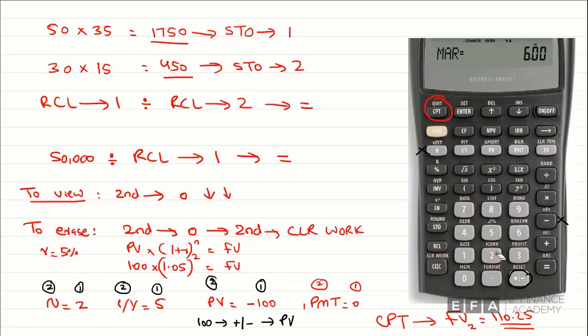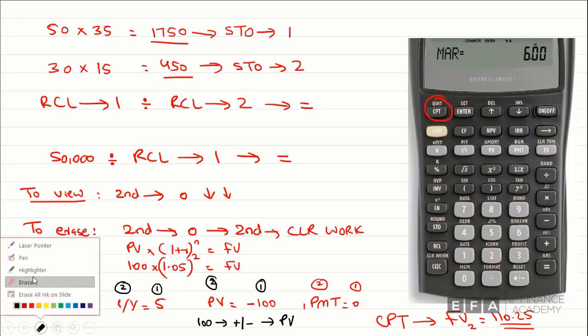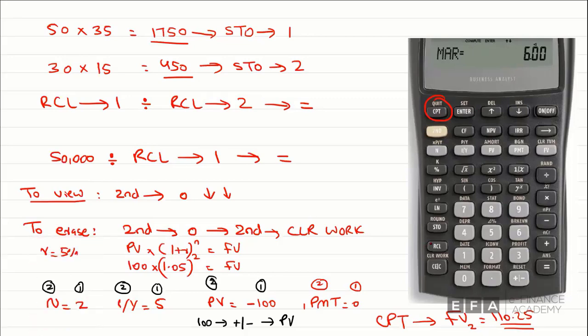Let's say you have made a mistake somewhere and you want to diagnose it instead of redoing everything. Here is how you can diagnose your mistake. All you need to do is simply press recall and then N. It should show on the display screen what you have entered into N.